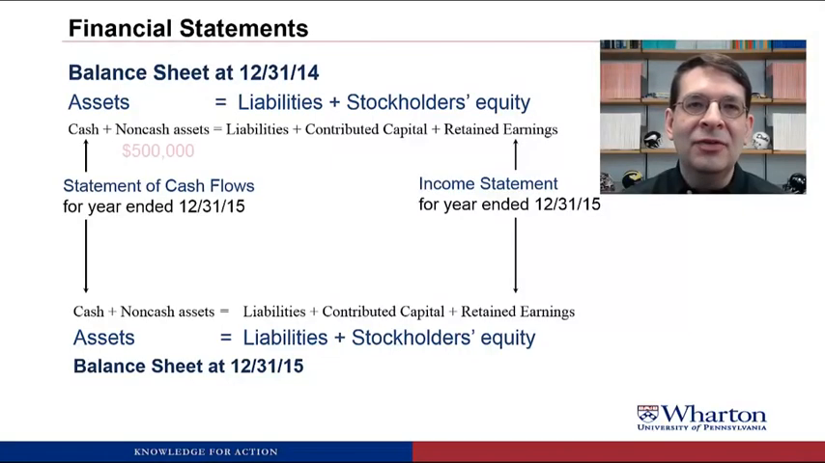Okay, let's go back to the house example. So let's say on your first balance sheet at the beginning of the year, you have a $500,000 house, which is your asset, $450,000 mortgage, which is your liability, and $50,000 of equity.